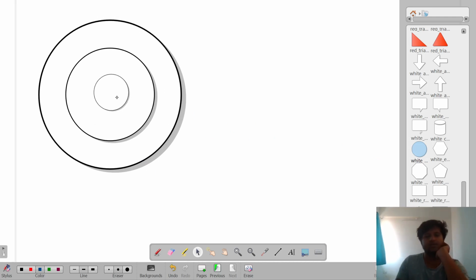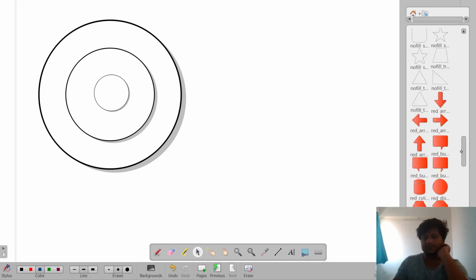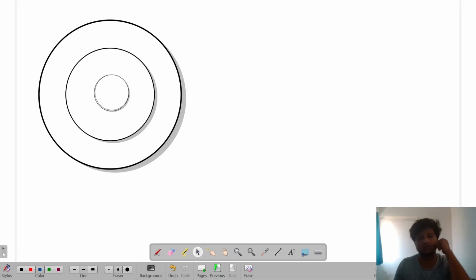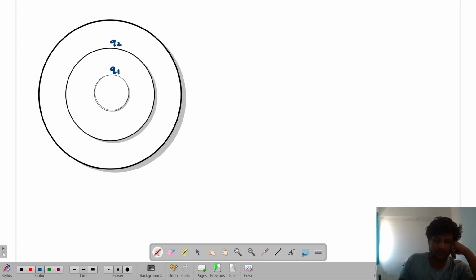So there are three concentric spheres. Is that clear? The charge on the inner one is Q1. On this, Q2. Sorry, not Q1. The charges are Q, twice Q, and 3Q.